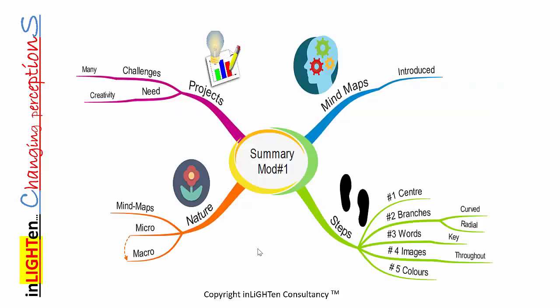With that, we come to the end of module 1. A quick summary of what we've learned so far. We have been introduced to mind maps and learned the steps of making an effective mind map. We saw how nature demonstrates a radial hierarchy in the micro as well as the macro creations. Finally, we looked at some of the routine challenges faced in projects, and now we will see in the subsequent modules how mind maps can help face these challenges much more effectively and efficiently. With that, let's move on to module 2.